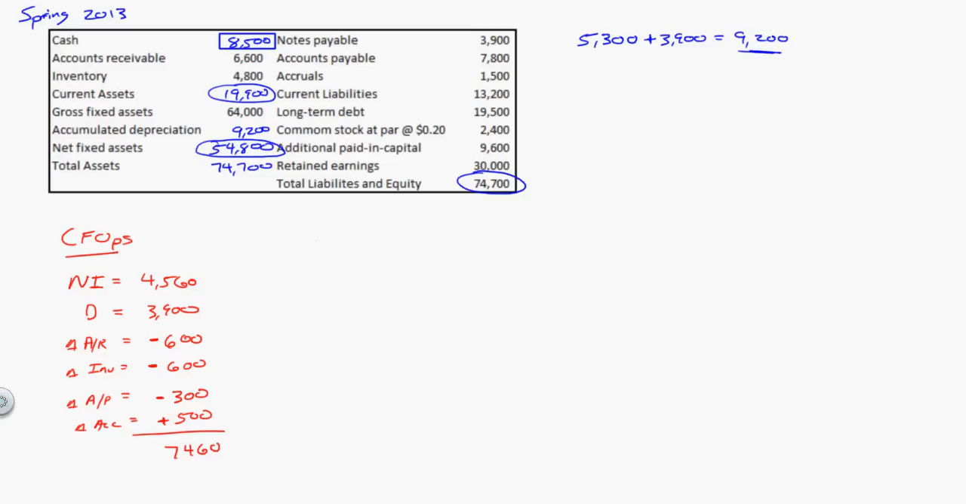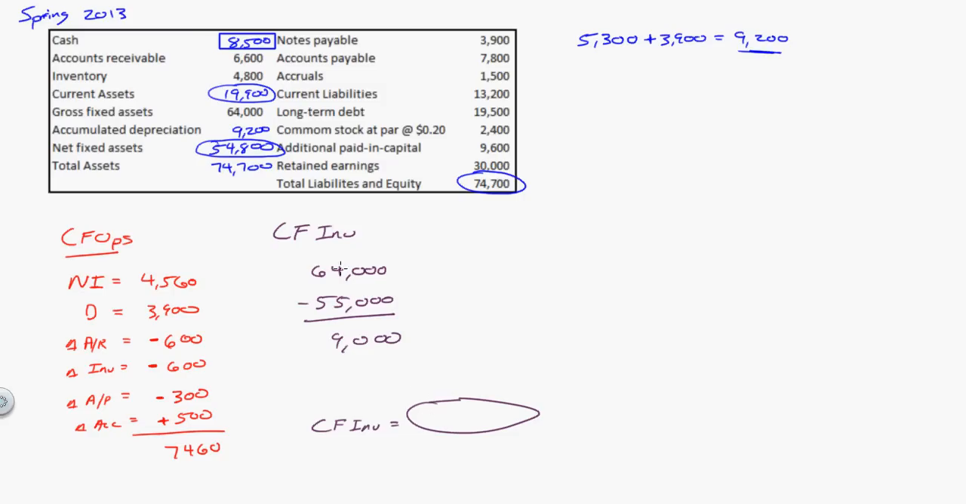So I'm going to put that in. Let's go with some type of purple color here. Cash flow from investing. My gross fixed assets were $64,000 this year. They were $55,000 last year. The difference there is $9,000. But is that positive or negative? Well, here's the way I want you to think of it: you have $64,000 worth of plant, property, and equipment today. Last year you had $55,000 worth. You must have bought $9,000 worth of plant, property, and equipment. So the answer to 6 is minus $9,000.